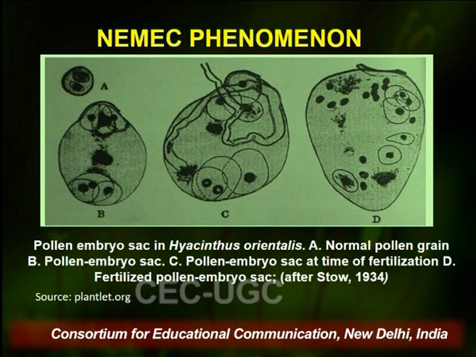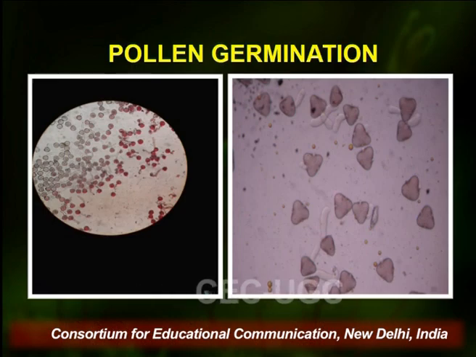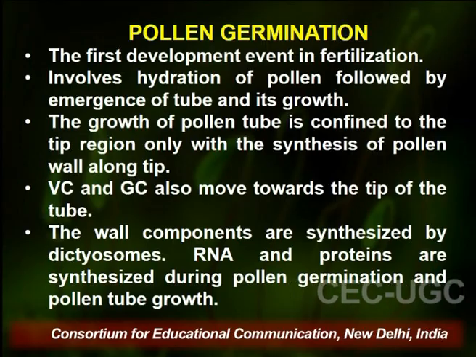And then we talk about the germination of pollen grains. In this slide you can see numerous pollen grains putting forth small pollen tubes. What is pollen germination basically, and why is this germination of pollen so important in the developmental events? Pollen germination is the first developmental event in fertilization. When we study plant reproductive biology, fertilization is the most important aspect of reproductive biology.